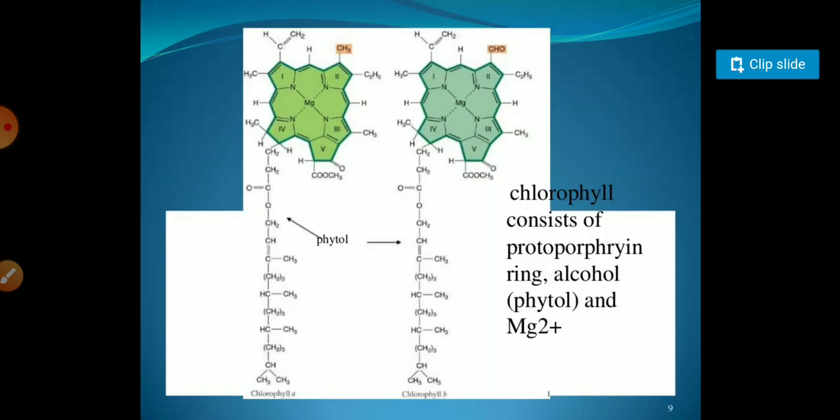So this is the structure of chlorophyll. It consists of a protoporphyrin ring, alcohol, and Mg2+. You can see here that chlorophyll A converts into chlorophyll B. There is just a slight difference in the side chain and the functional group also.